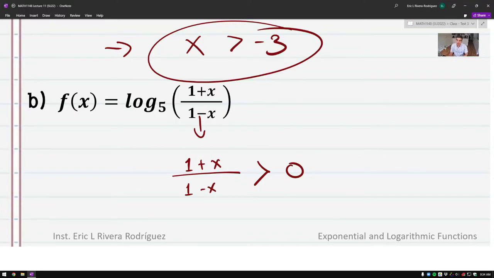Since we haven't worked with inequalities in this form, I'm not going to ask you to solve this inequality, okay? We need to do other things here to solve it. This is just an example. Doesn't matter what the argument is, it always needs to be greater than 0. In the assessment, you will not see an argument in this form because we haven't worked with inequalities of rational functions.